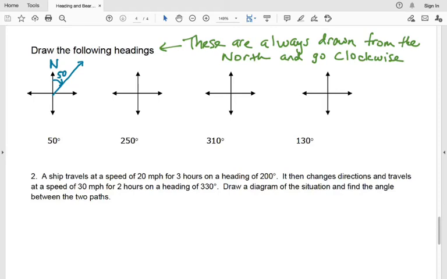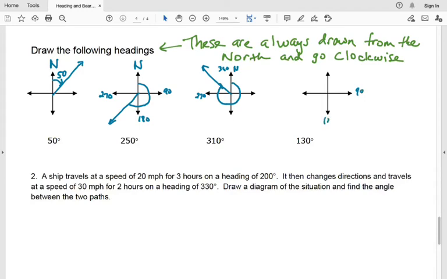Okay, now we're going to go 250 degrees. So again, from the north, we're going to go in the clockwise direction. This would be 90, this would be 180, this would be 270. So if I'm going to go 250 degrees, it will end up right here, about right there. On the next one, we're going to go 310 degrees from the north axis clockwise. If this is 270 and this is 360, when we go 310 degrees, we're going to end up about right here.